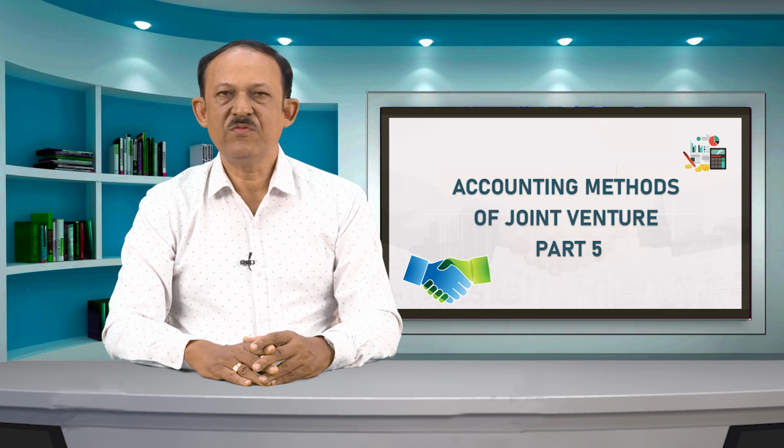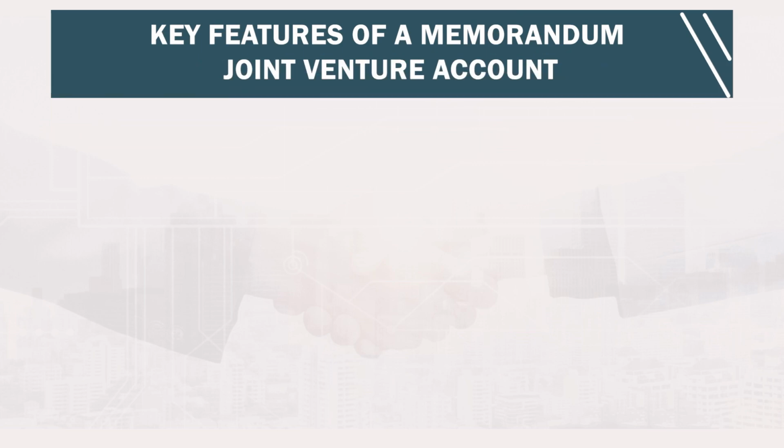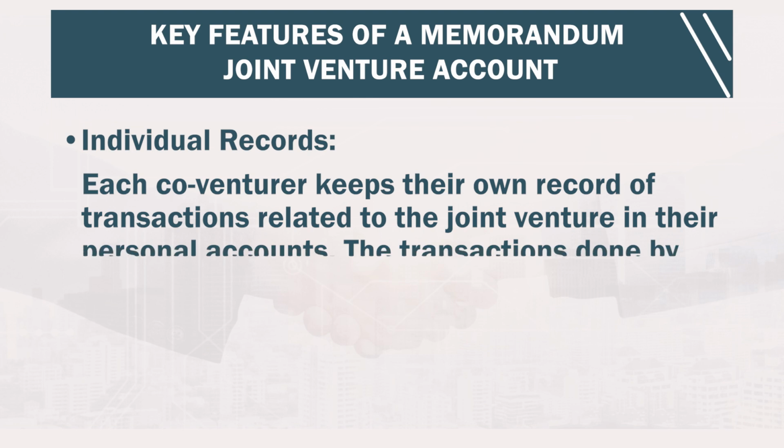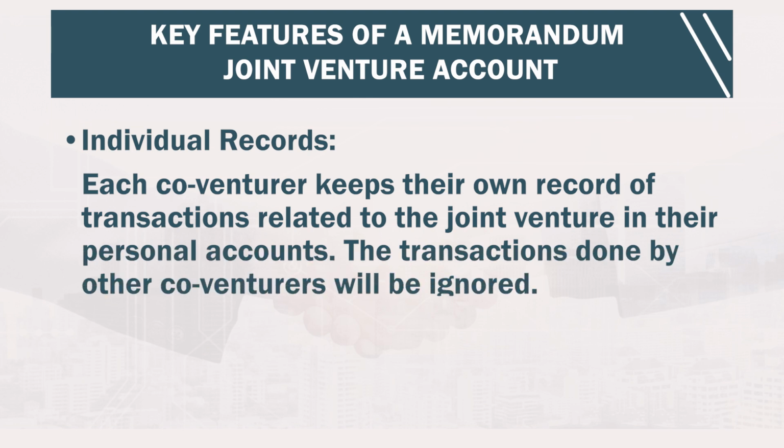Just like the first method, under this method also all expenses paid by co-venturers are debited and sales and disposal of closing stocks are credited to the memorandum joint venture account. Let us see the key features of memorandum joint venture account. Individual records. Each co-venturer keeps their own record of transactions related to the joint venture in their personal accounts. The transactions done by other co-venturers will be ignored.